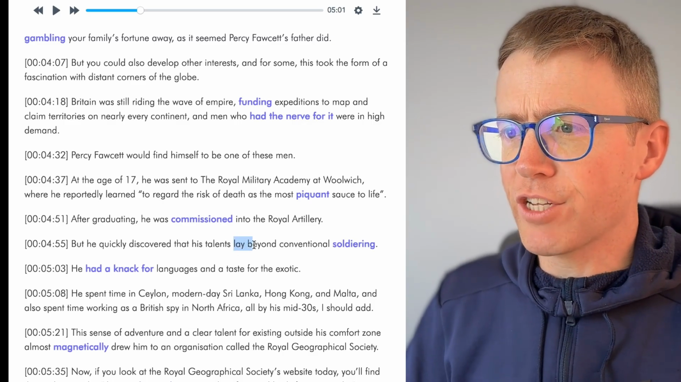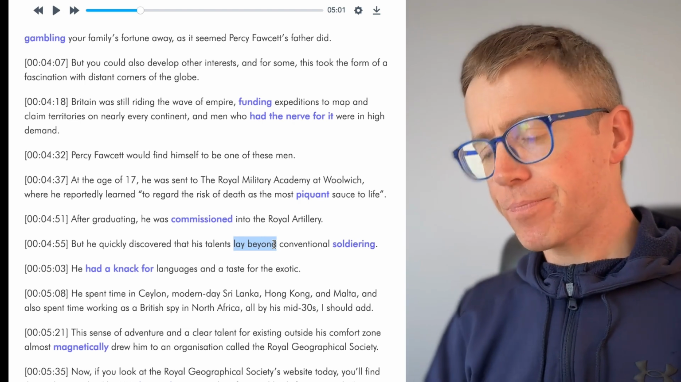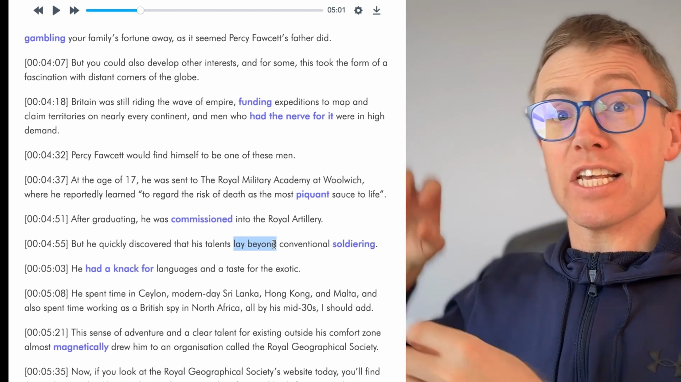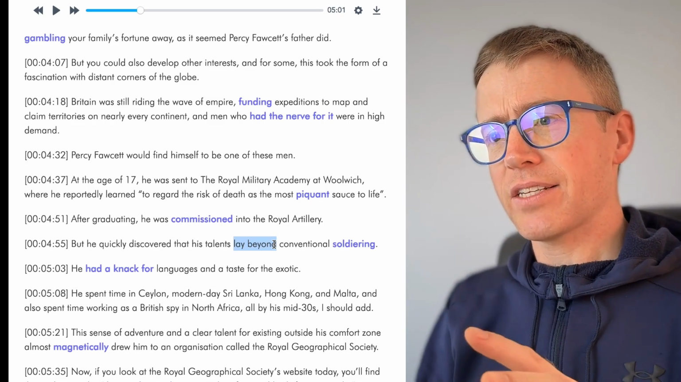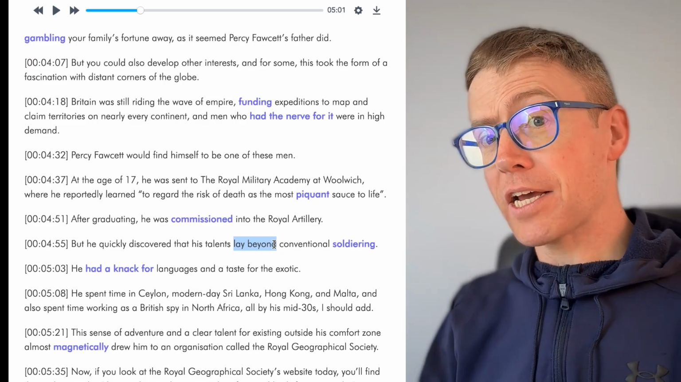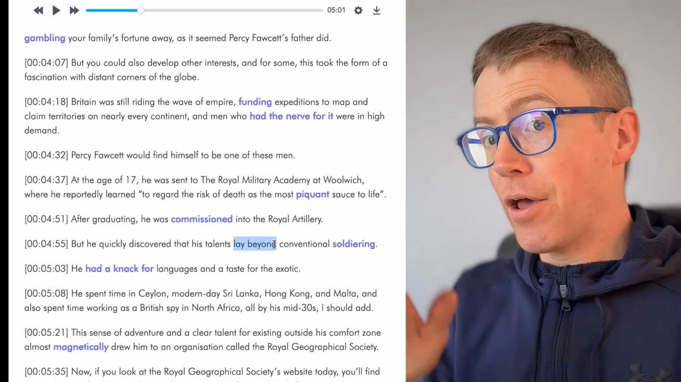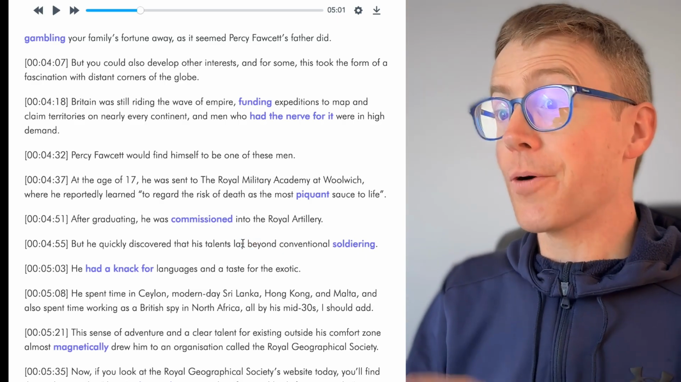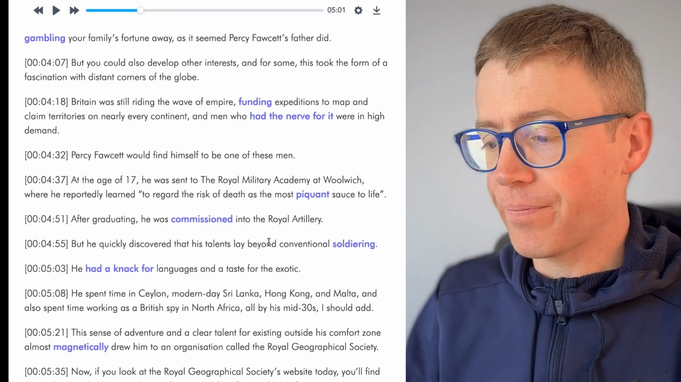Now, this is interesting as well, actually. If something lies beyond something else, it means, literally, it exists past that thing. But in this context, it means he has greater or more valuable, more important talents than, in this case, conventional soldiering. So he's talented at things more important than being a soldier.